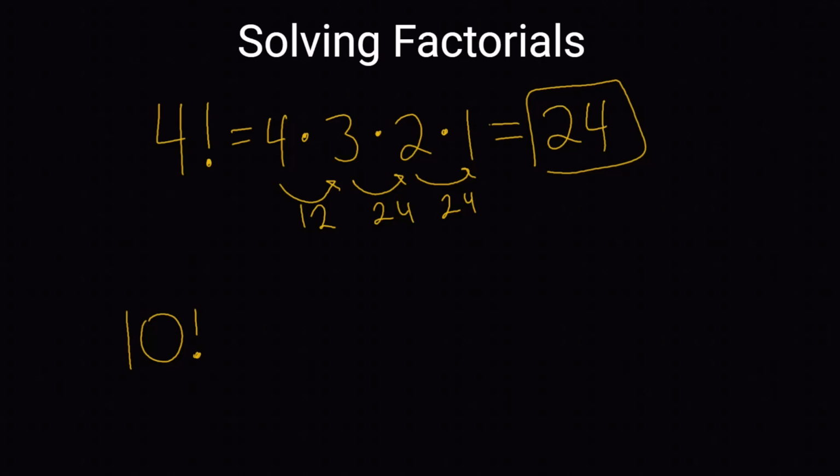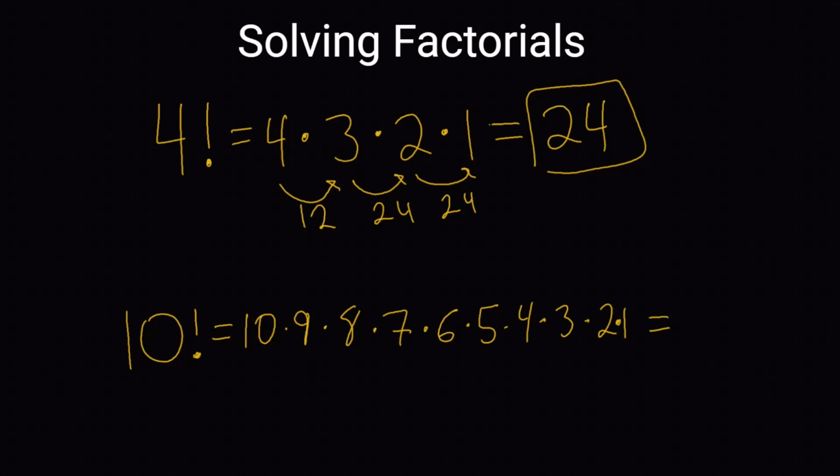Now let's do the same thing with 10 factorial. Now, the bigger the number, the longer the process will be. So we have 10 times 9 times 8 times 7. Then we're going to go all the way down to 1. And now we need to compute this.